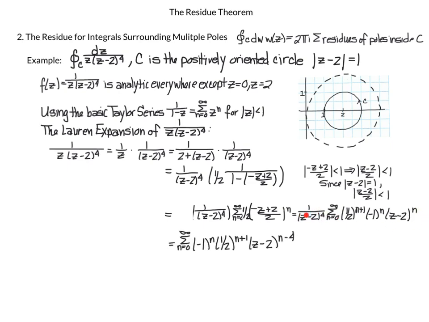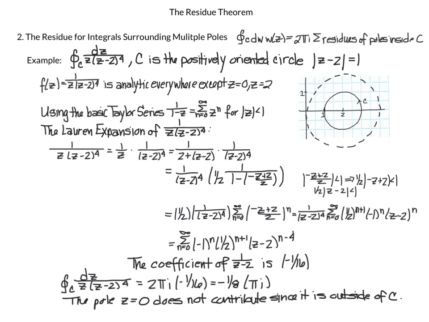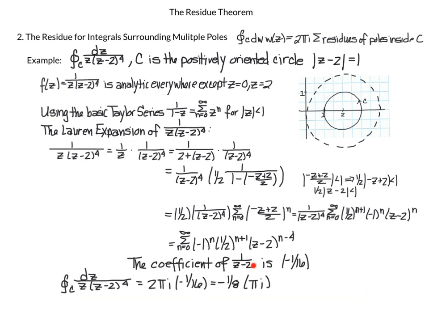And last, I'm going to combine the z minus 2 to the fourth in here, so I get a z minus 2 to the n minus 4. If I'm looking for my coefficient of z minus 2 raised to the 1, so that's n equals 3, so my coefficient is going to be minus 1 to the third, and then 1 over 2 to the 3 plus 1, so that's 4, so that will be minus 1 over 16.